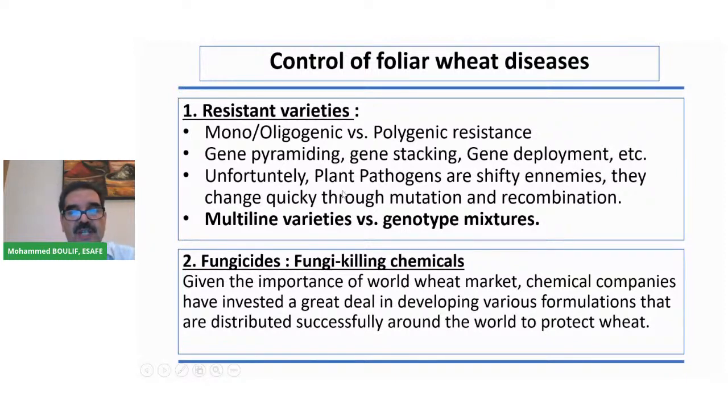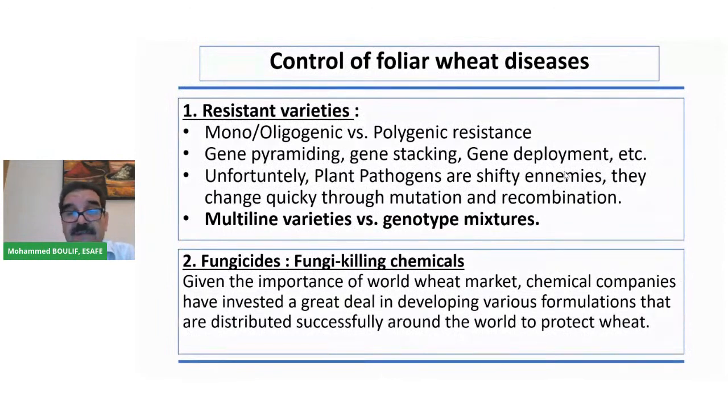Unfortunately, plant pathogens are shifty enemies. This phrase comes from Professor Erwin Steekman, the man considered to be the father of plant pathology at the University of Minnesota. He studied the stem rust disease, the black stem rust, as they used to call it. And of course, they have used resistant genes, and they have noticed that stem rust kept on coming back. They have destroyed the berberis, and the stem rust kept on coming back.